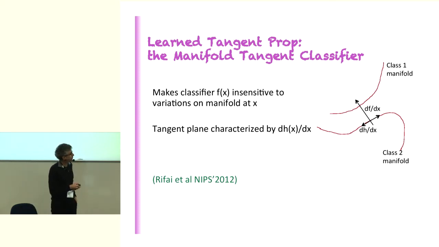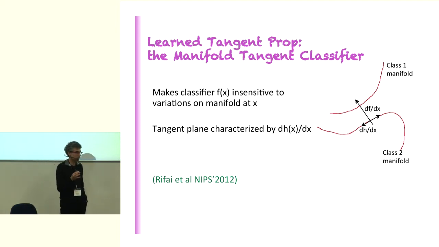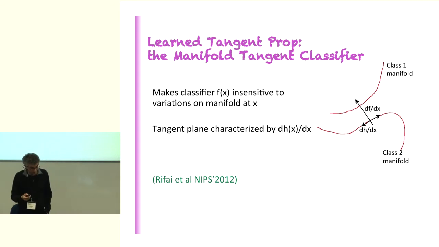So let's see the geometric picture here, because that's easy to understand. Imagine now, instead of having one manifold, we have a bunch of manifolds, one for each class. So of course, it's a simplified picture, but it helps. So here I drew the class 1 manifold and the class 2 manifold. So h here represents your representation function, and dh dx, in directions where it's large, corresponds to the tangent plane of the manifold as it's been learned by your representation learning algorithm.